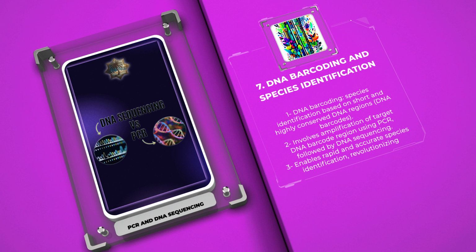DNA barcoding has revolutionized biodiversity research, forensic sciences, and conservation biology. It enables rapid and accurate identification of species, facilitates the discovery of new species, and aids in assessing the impact of environmental changes on biodiversity.